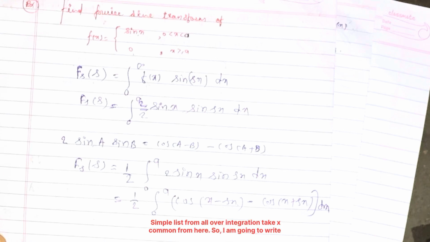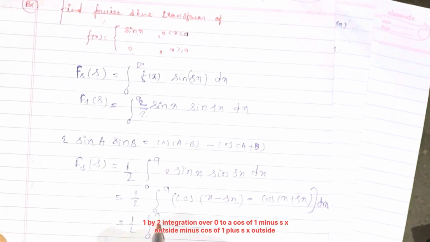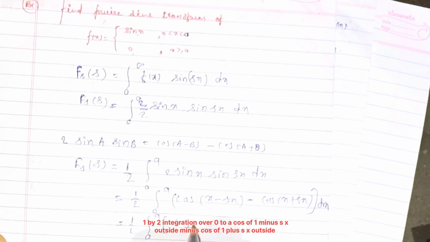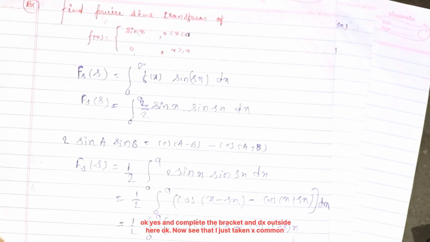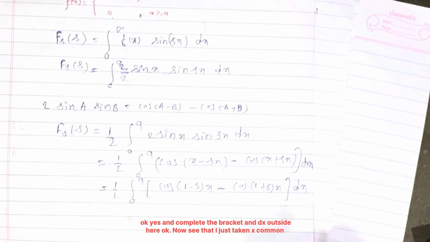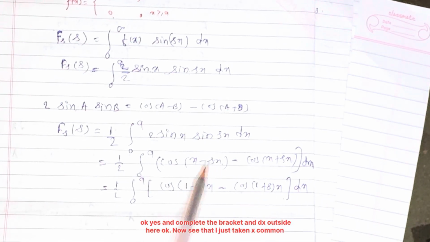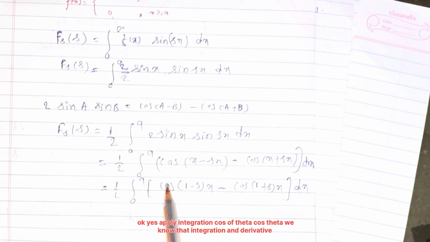Take x common, so I'm going to write 1 by 2 integration over 0 to a of cos of (1 minus s) x minus cos of (1 plus s) x, complete the bracket, and dx outside here. Now see, I just took x common so that we can easily apply the integral on the given cos function.